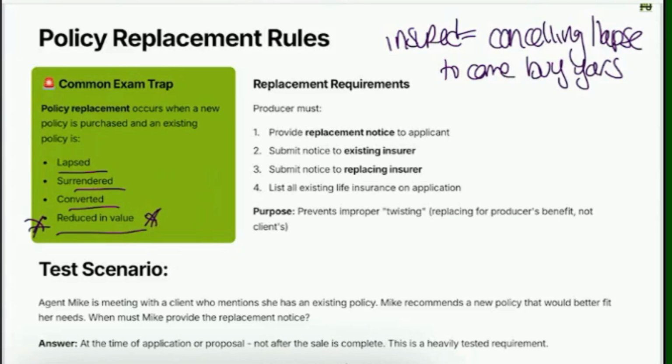You must provide replacement notices. You must also submit a notice to their previous insurance company. And there's going to be, depending on what state you're in, a certain amount of days that you have to send that out within. Like maybe you have 5 days, you have to send out that replacement notice. So check your state specifics.